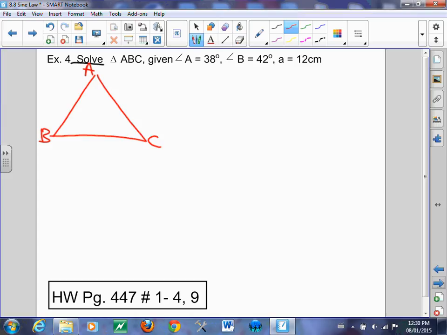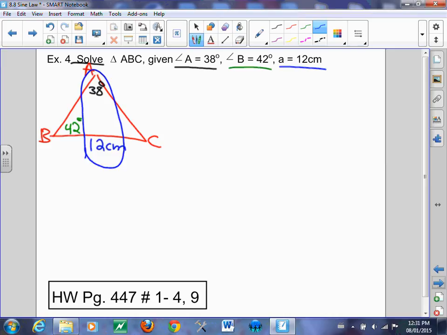Now I'm going to put in my information. It says angle A is 38 degrees, so I put that down. It says angle B is 42 degrees, and it says that side A is 12 centimeters. So we already know there's no 90 degrees, so we can't use Pythagorean theorem, we can't use SOHCAHTOA, but we know we've got a match here. So that's where we're going to start.